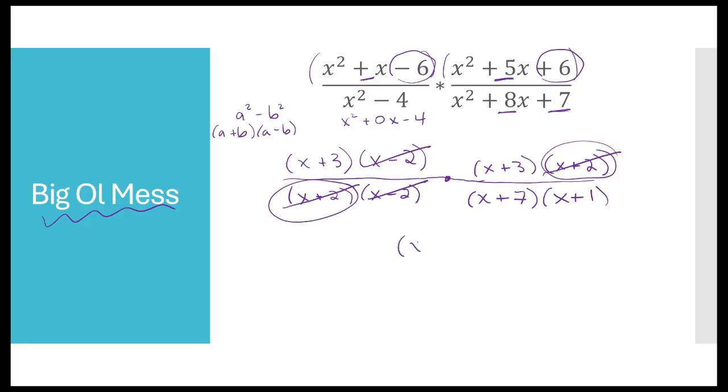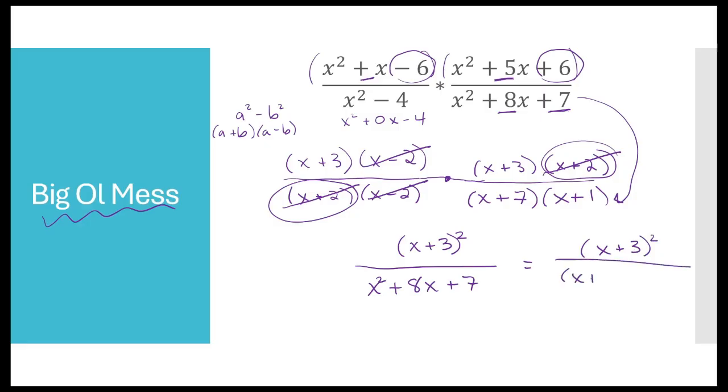I'm going to be lazy and say this is x plus 3 squared. I'm not even going to FOIL that back out. And then the bottom, nothing canceled. It's the same thing. So I can copy from above what it was if I want. Or, to be honest, a lot of your professors would probably prefer you just leave it factored. And there you go. Still a mess, but slightly less.